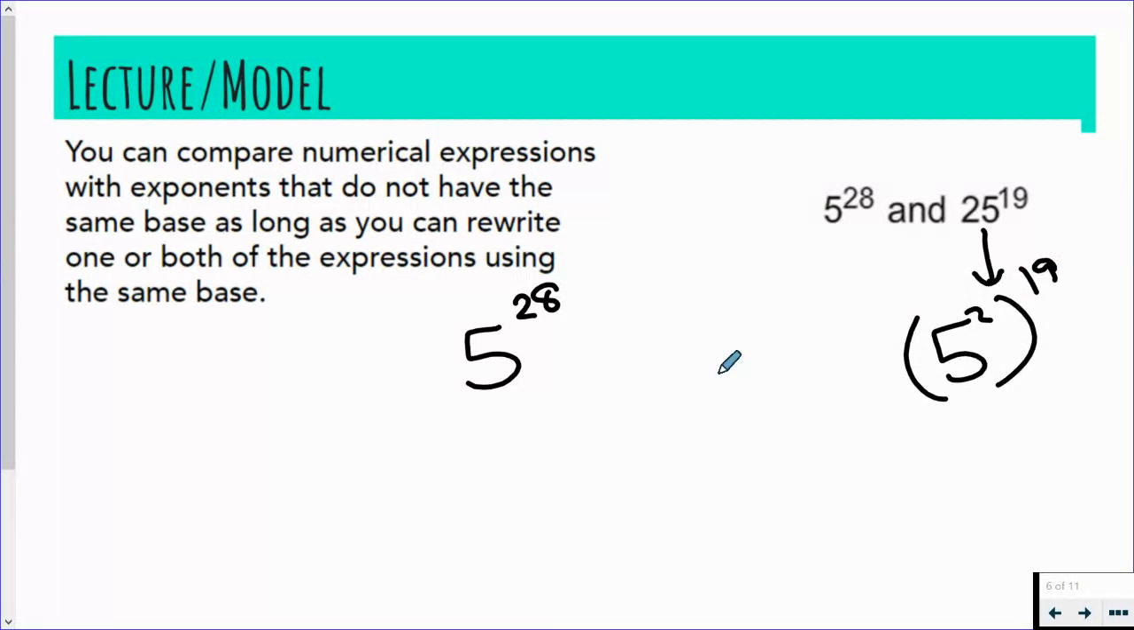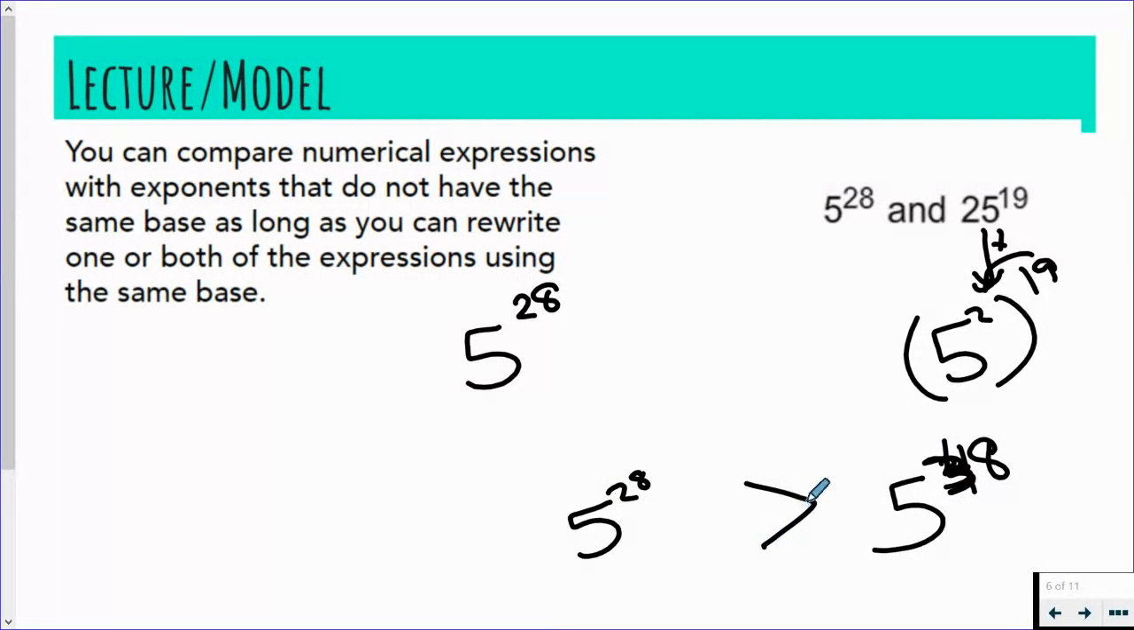And now I can use my power of a power rule and multiply those two exponents. 19 times 2 would give us 48. So this is really 5 to the 28th. Sorry, 38, not 48. This would really be 5 to the 28th compared to 5 to the 38th. So 5 to the 38th would be bigger.